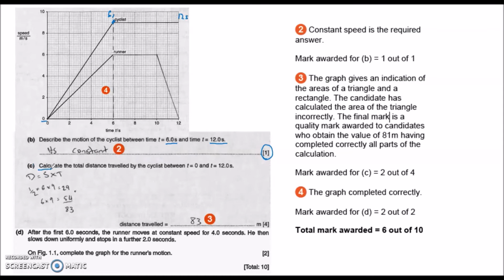Now we go to the next question. C, calculate, this is the command word, calculate the total distance travelled by the cyclist between t equal to 0 and t equal to 12 seconds. 4 marks. You have to remember, when we have a speed time graph, in order for us to calculate distance travelled, we have to calculate the area under the graph. Now the area under the graph for the cyclist is this one.